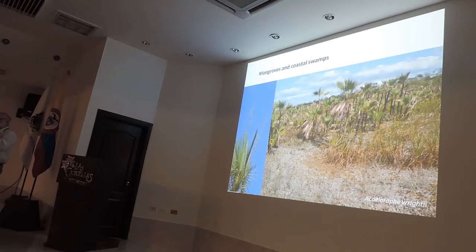Then of course there are some more extreme habitats which are influenced by flooding, and one of them is this example on the Yucatan Peninsula, of these very low-lying areas which are flooded by salt water. This species of Acoelorrhaphe forms a monotypic stand there. So we go down to communities with just a single species in these extreme areas.